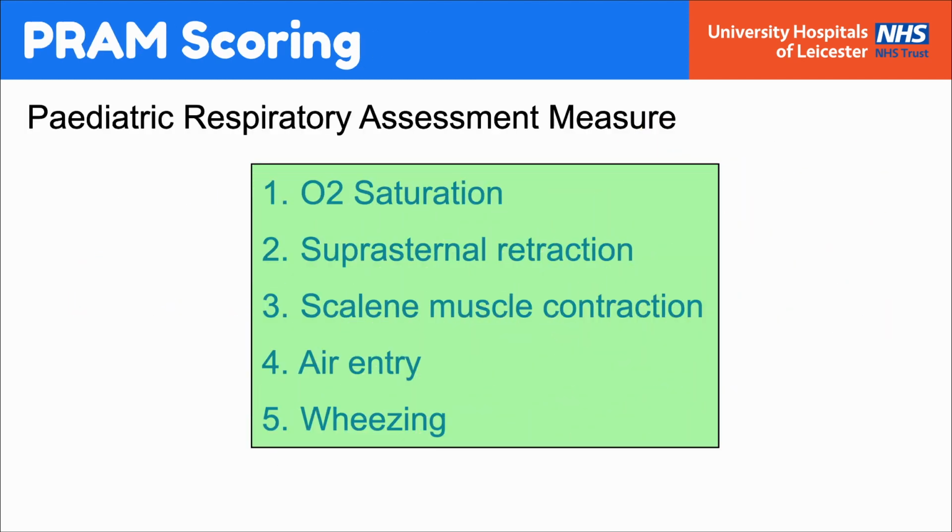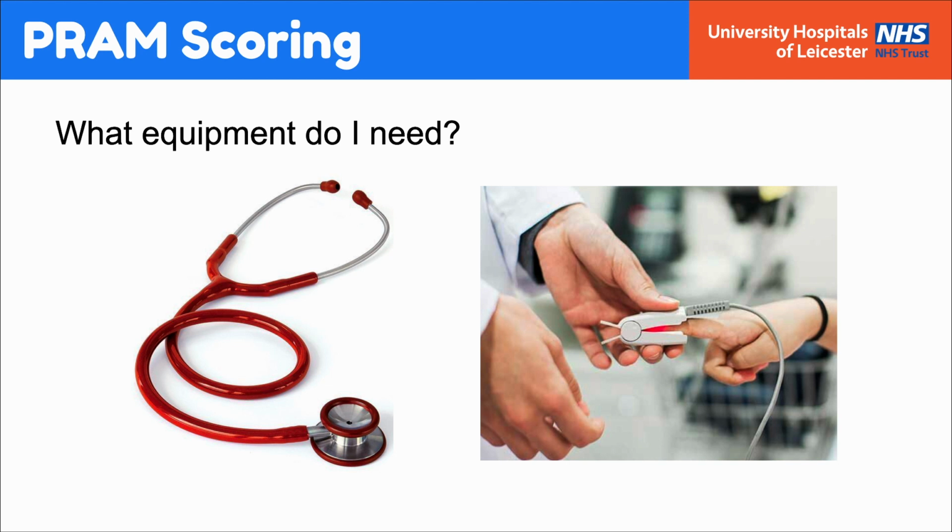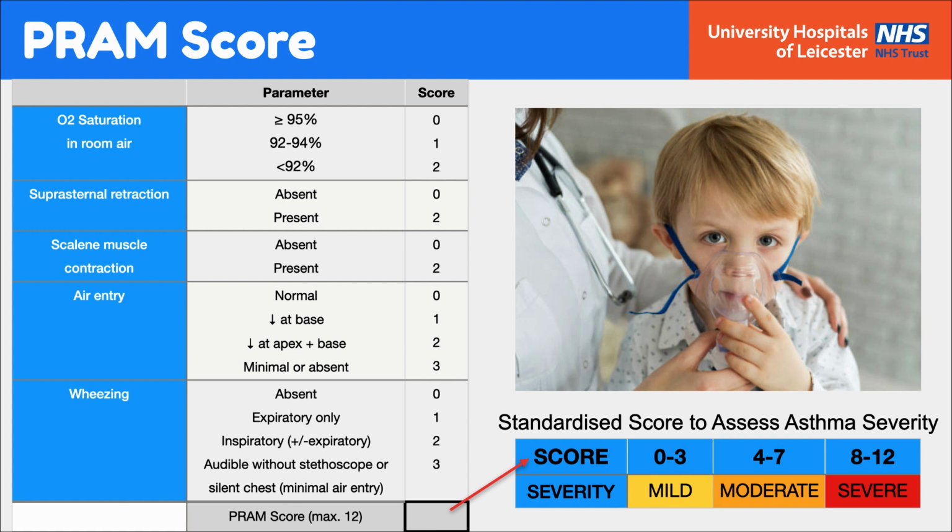So to enrol children in the study, you need to be familiar with the Pediatric Respiratory Assessment Measure, or PRAM score. This consists of 5 components, including oxygen saturation, suprasternal retraction, scalene muscle contraction, air entry, and wheeze. To undertake a PRAM score, you need a stethoscope, pulse oximeter, and an oxygen sats monitor. This is your PRAM score table, including your parameters and possible scores in the right-hand column.